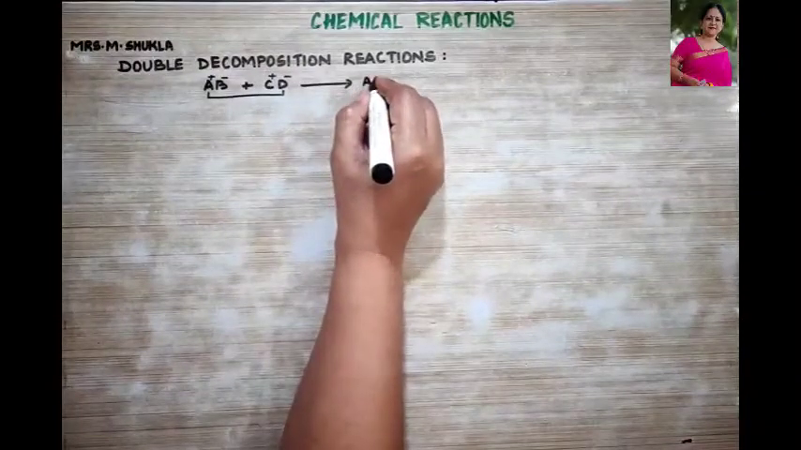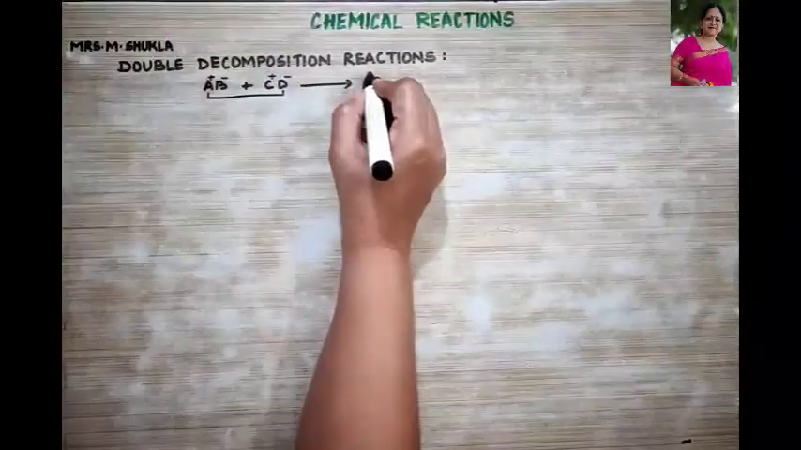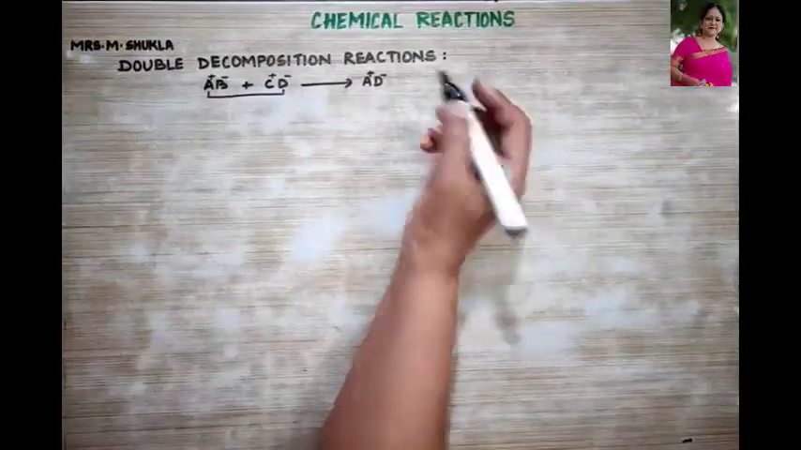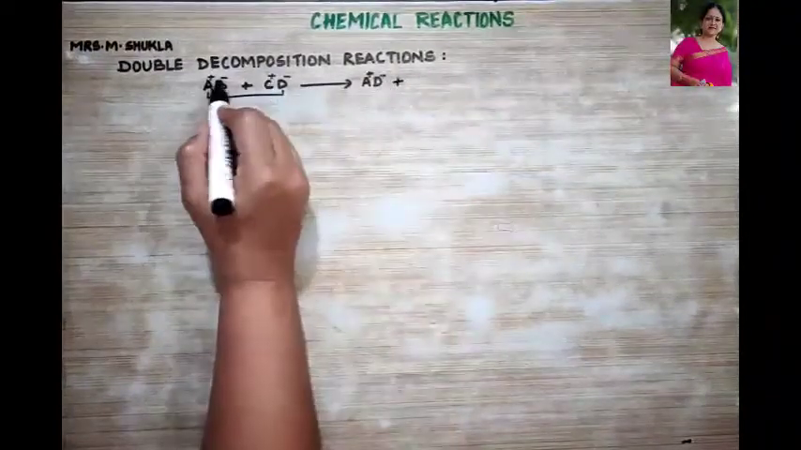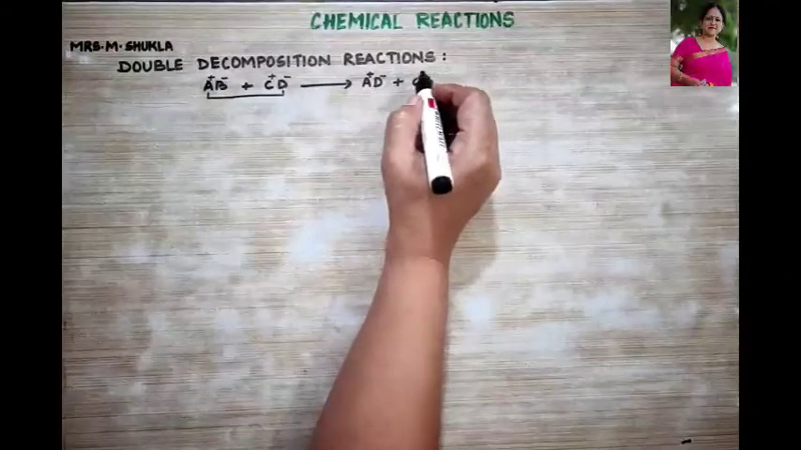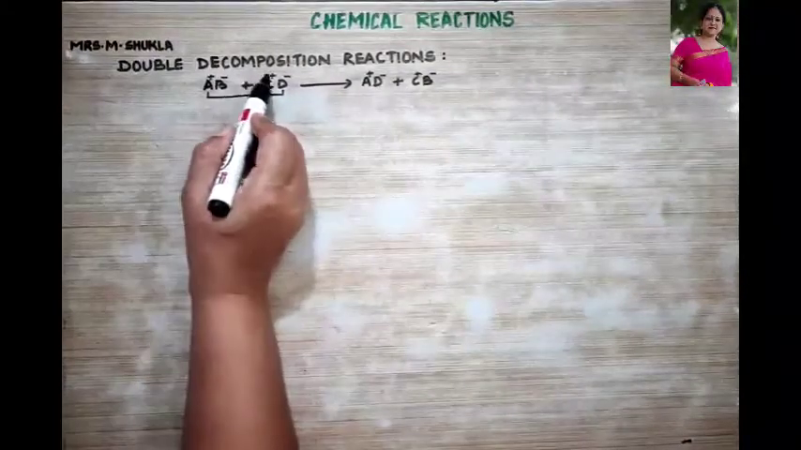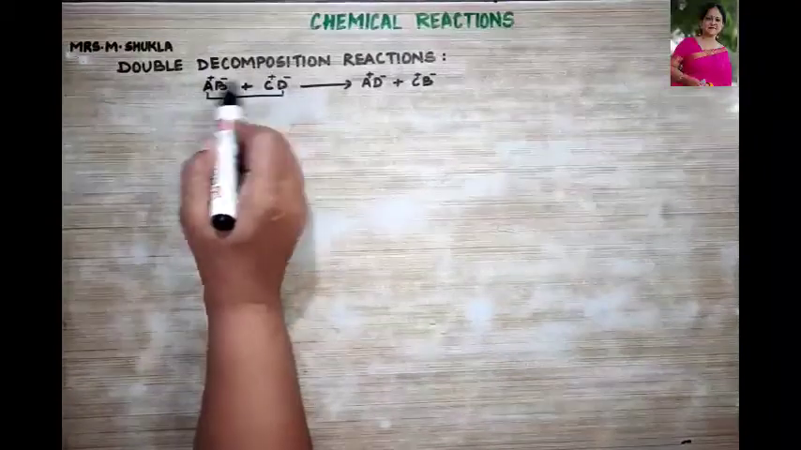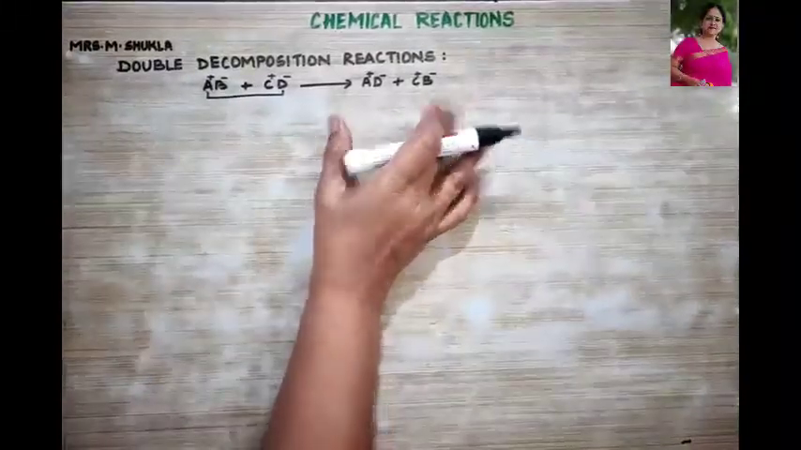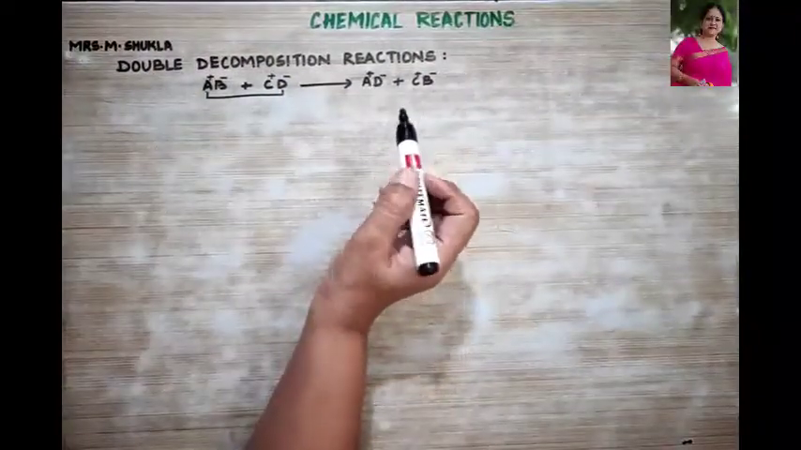So it forms a new product that is called AD, which is a new compound containing a positive ion A plus and a negative ion D minus. And C and B combine to give you another compound. C is plus and B is minus. So what has happened? Just mutual exchange of radicals has taken place to give us a new product. This kind of a reaction is called double decomposition reaction, right?